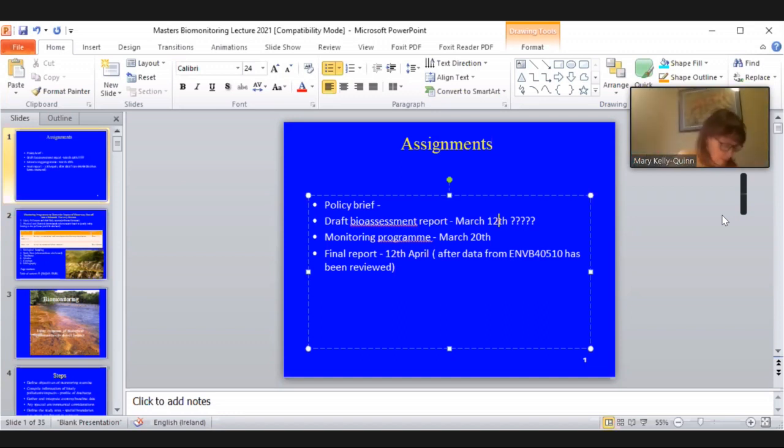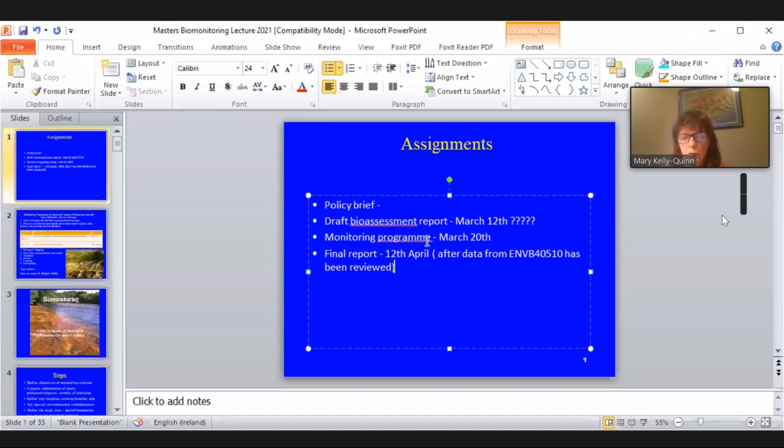So I will set up the folder then in Brightspace. I just want to note that March 12th is the draft report. That gives me time because I'm not going to ask you to finalize it until the 12th of April, so that those of you doing the other module will have reviewed the chemical data for the sites, and then you can bring it into your discussion.